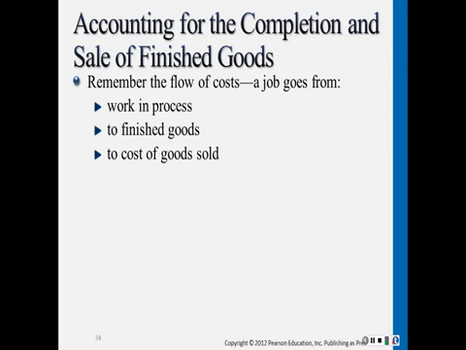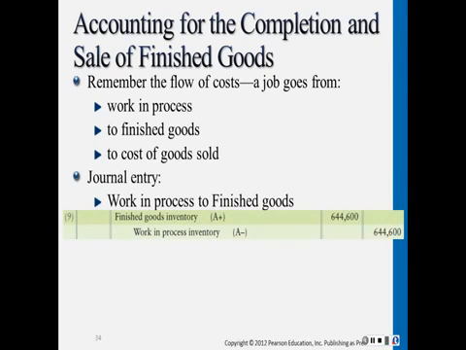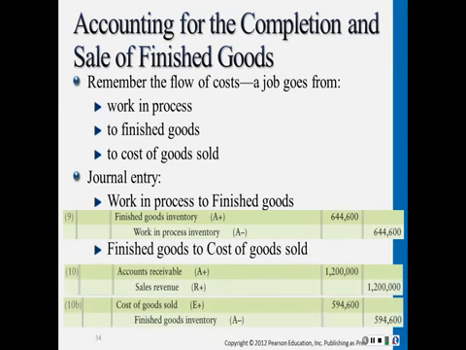To record the completion of a job, the cost of the job is transferred from work in process to finished goods. Finished goods is debited and work in process is credited. When the job is sold, two entries are needed. The first is to record the sale at the retail price. The second transfers the cost from the finished goods inventory to the cost of goods sold.